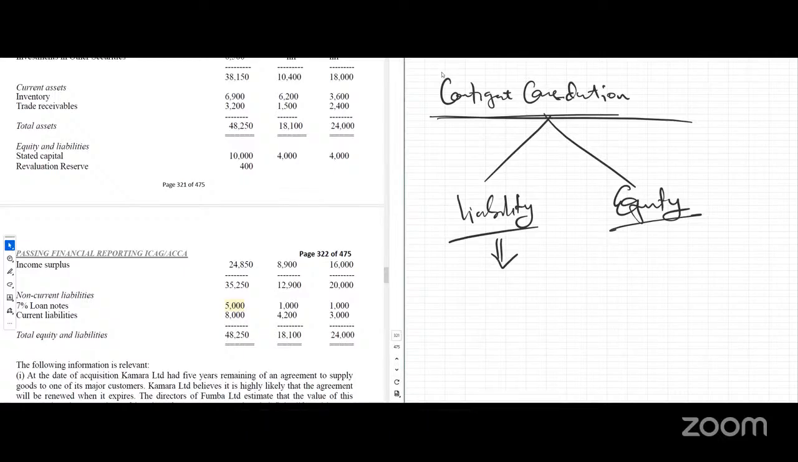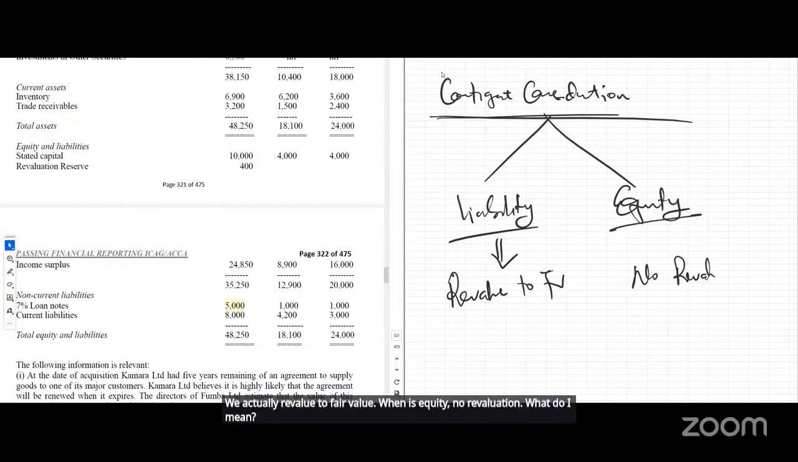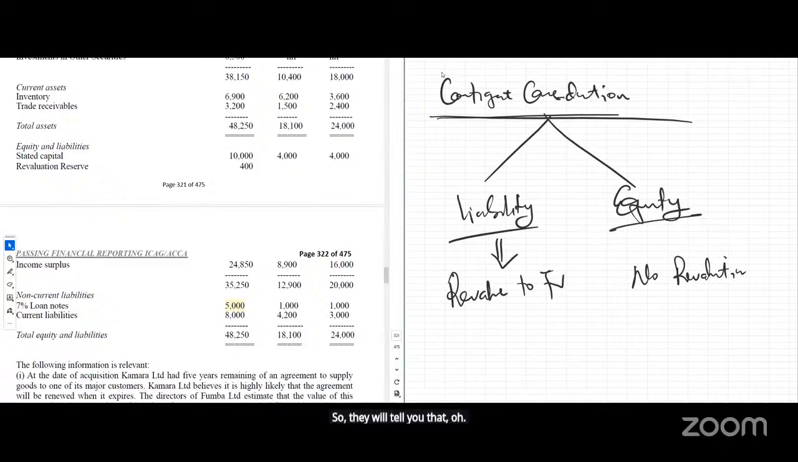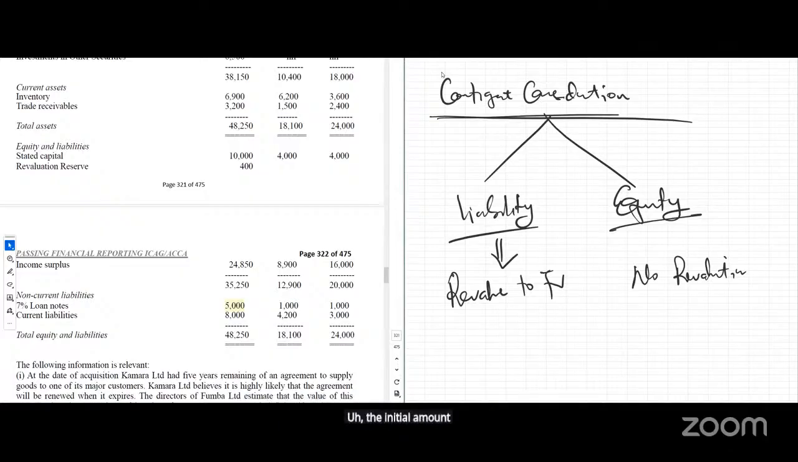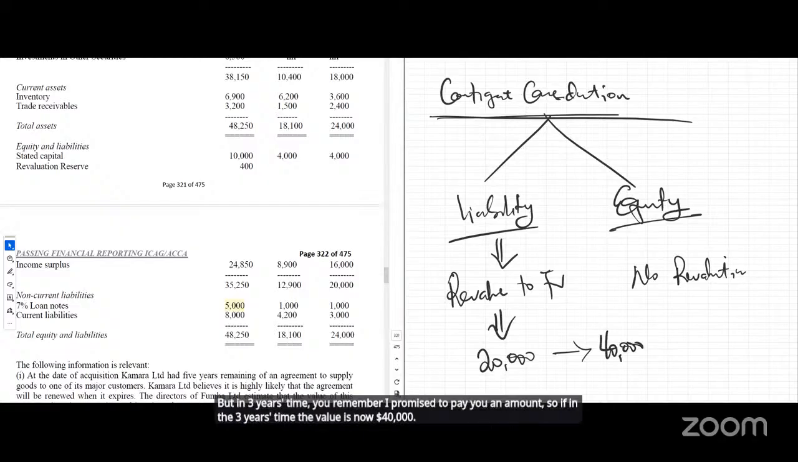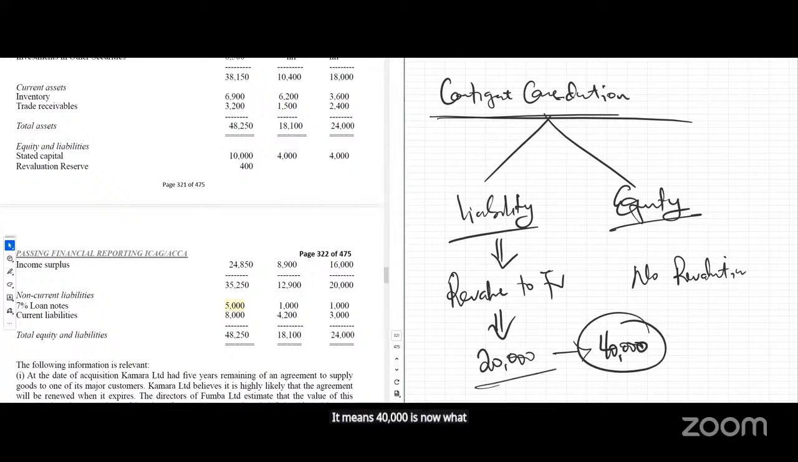Do you understand? So when it's a liability, we actually revalue to fair value. When it's equity, no revaluation. What do I mean? They will tell you that at the date we entered into the obligation, the initial amount was, let's say, 20,000. But in 3 years' time, remember I promised to pay you an amount. If in the 3 years' time the value is now 40,000, it means 40,000 is what you are going to recognize, not the 20,000 again. That's how liabilities work for contingent consideration.